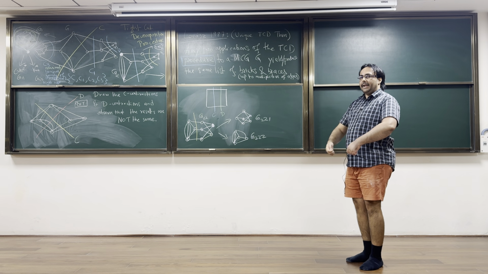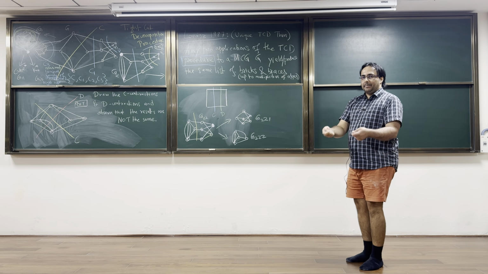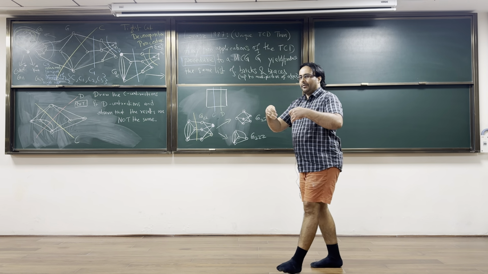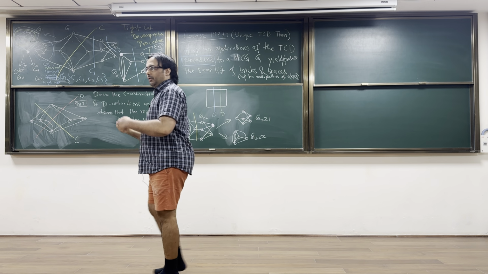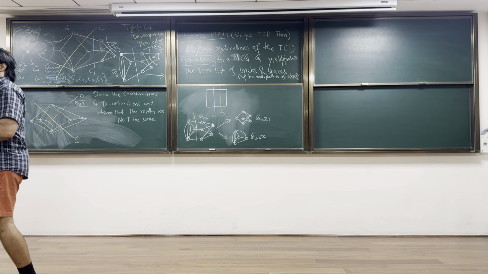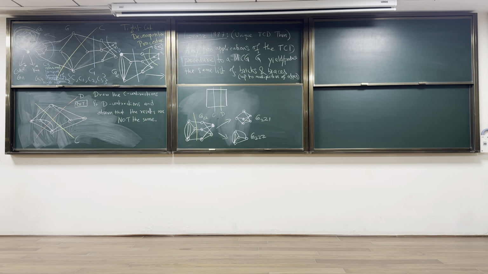So, given any two maximal families of laminar non-trivial tight cuts, we want to prove that they are in some sense equivalent. They will give us the same list of bricks and braces. So this is what we are trying to prove. We are trying to prove that any two such families are equivalent.